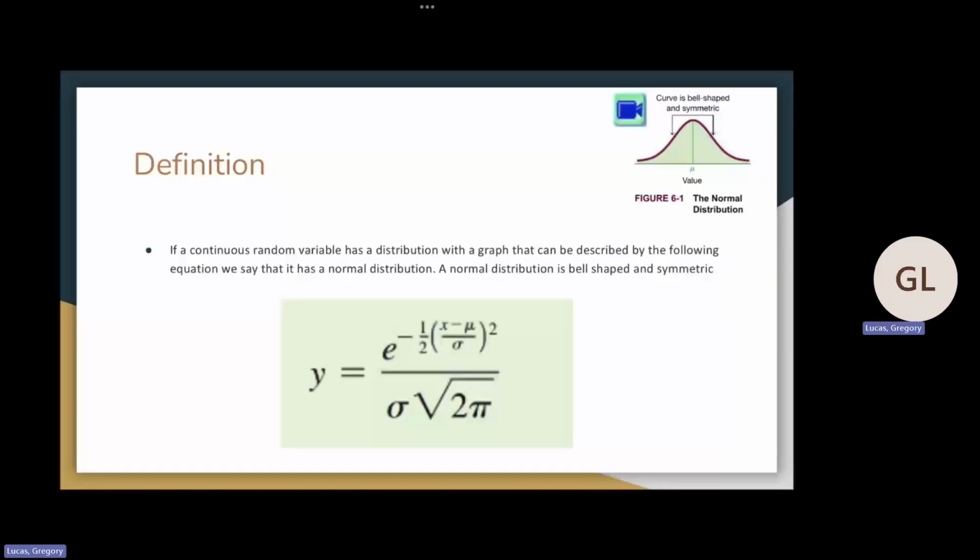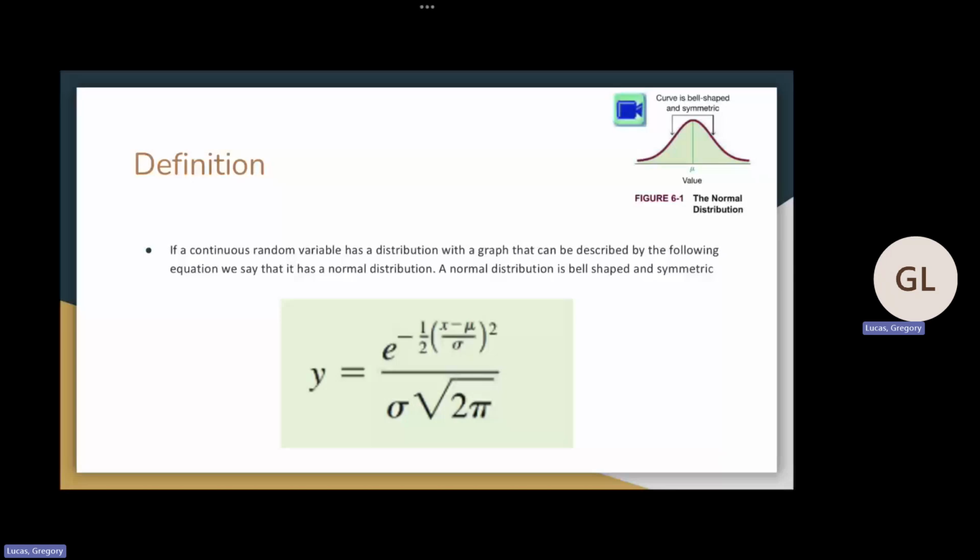By definition, if a continuous random variable has a distribution with a graph that can be described by the following equation, we say that it has a normal distribution. A normal distribution is bell-shaped and symmetric. The equation below is our equation of a normal distribution.